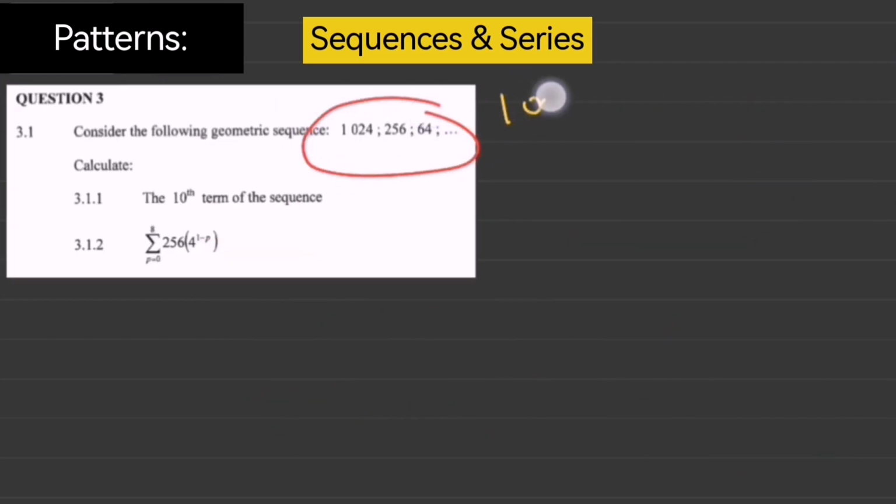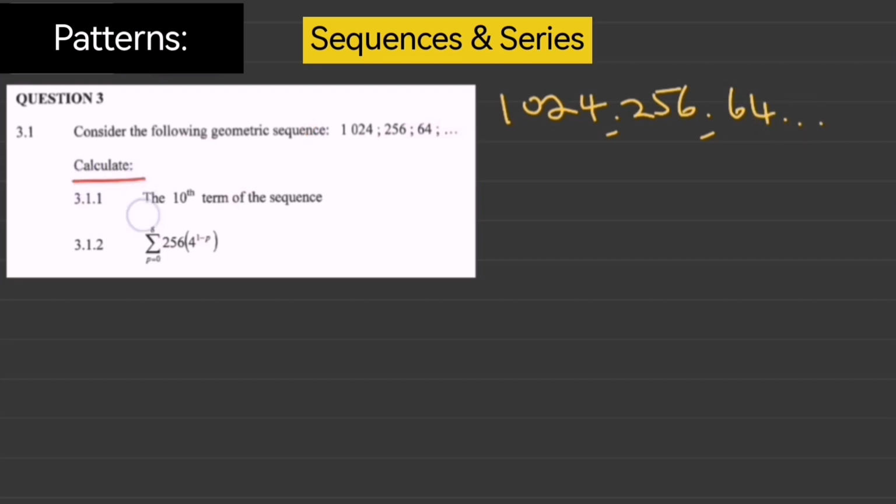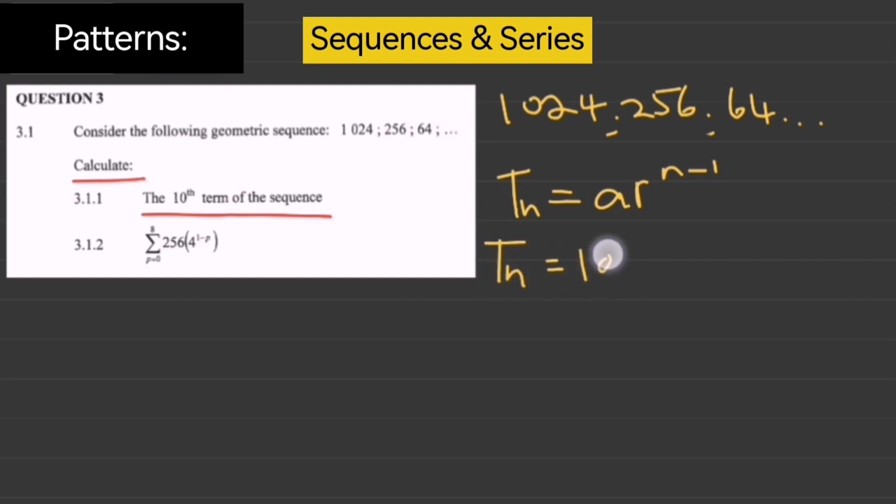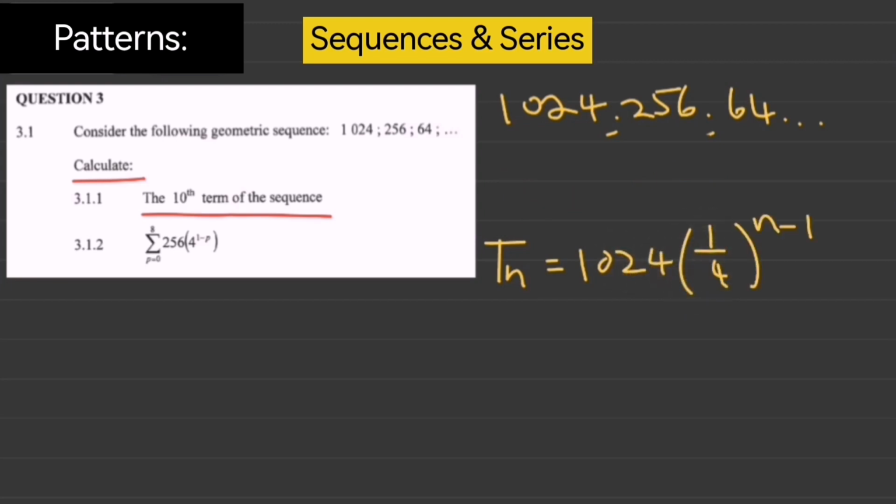Here the terms are 1024, 256, 64. And the first question is for us to calculate the value of the 10th term of this sequence. Here we can straight away use the general term formula for a geometric sequence. So let's write it down for this pattern. A is the 1024 and our ratio is a quarter because we multiply each term by a quarter to get to the next term. Now before I go ahead and plug in n with 10 to find the 10th term, I'm going to simplify this.